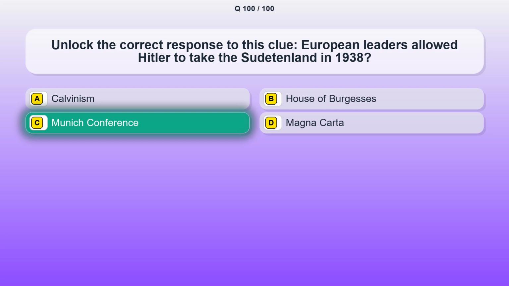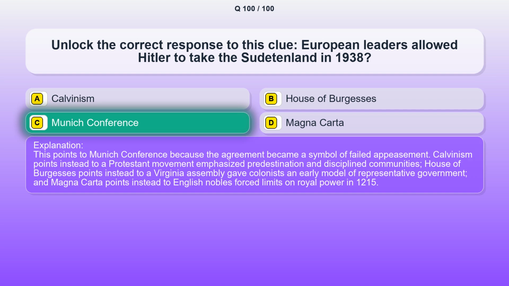The correct answer is option C, Munich Conference. This points to Munich Conference because the agreement became a symbol of failed appeasement. Calvinism points instead to a Protestant movement emphasized predestination and disciplined communities. House of Burgesses points instead to a Virginia assembly gave colonists an early model of representative government, and Magna Carta points instead to English nobles forced limits on royal power in 1215.